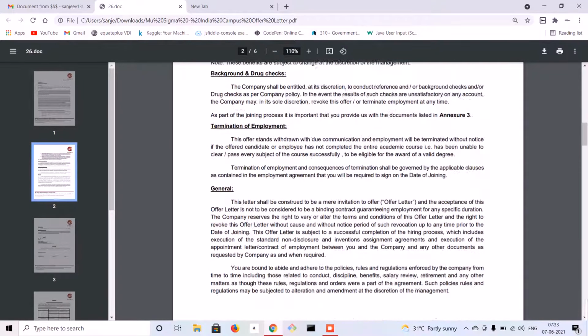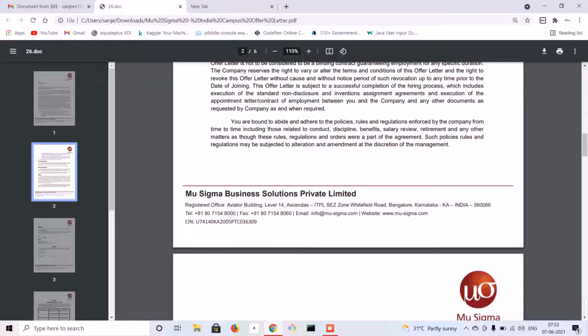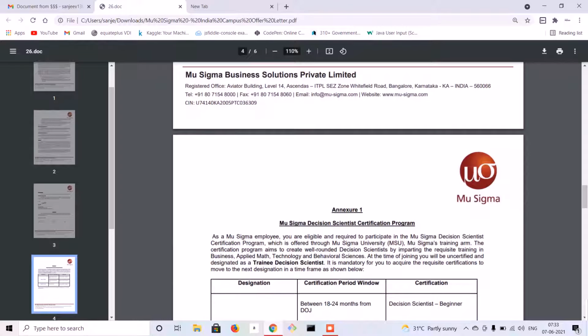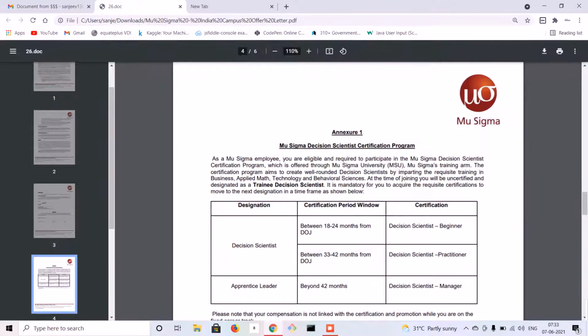I will cover the most interesting part, which is the Nu Sigma compensation. But before this, one more thing, which is the Nu Sigma Decision Scientist Certification Program. How will you grow in this organization? First you start as a trainee decision scientist, and after clearing the training program you will get a 5 lakh bonus, and salary every month. After the training, you will work as a decision scientist. The certification period window is 18 to 24 months, so it takes almost 2 years, and you will be working as a decision scientist.